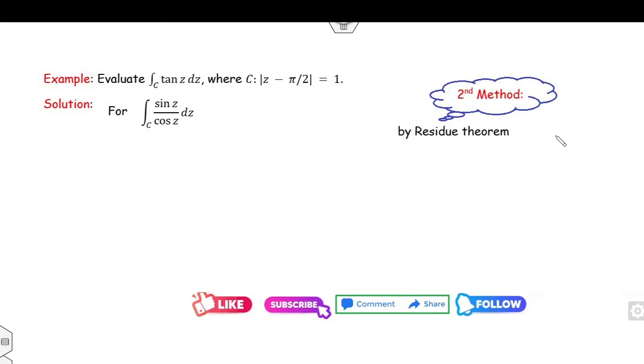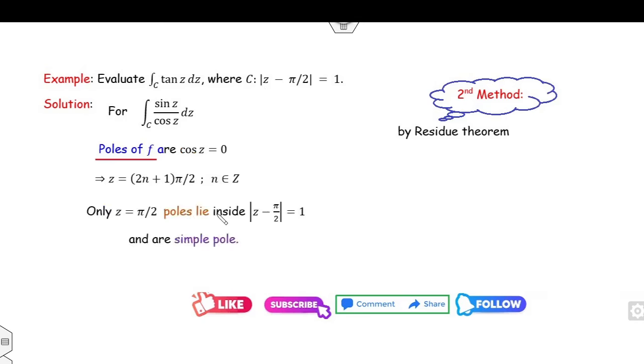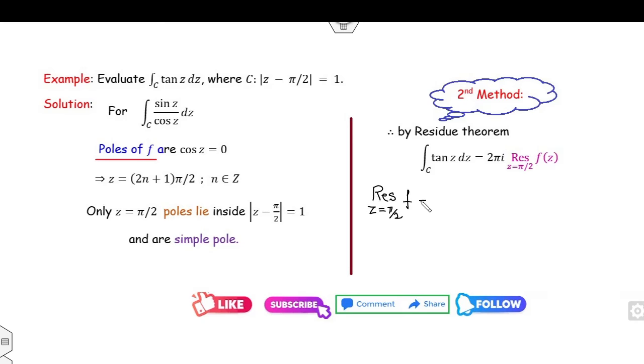Second method, by the residue theorem: can you find the poles of the function? Pole is where my denominator part is 0. This implies z is equal to (2n+1) pi over 2. Again we can see on this curve only the value pi over 2 lies in the curve. Fine. So residue is considered at pi over 2. So can you find the value of the residue at pi over 2? I can substitute the value of the f(z).